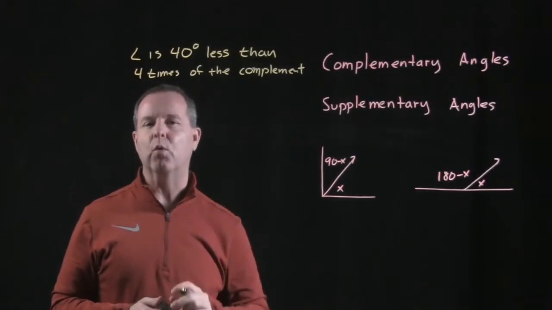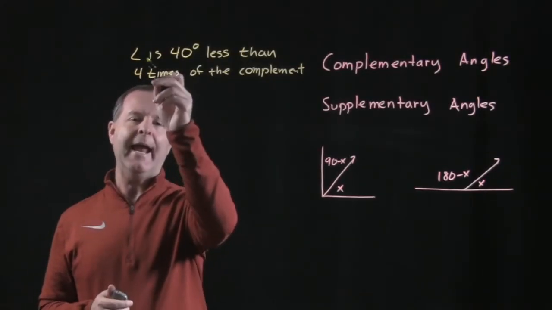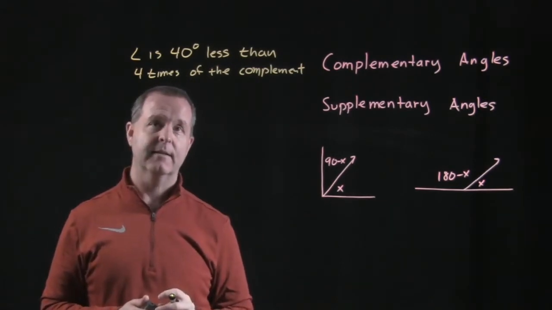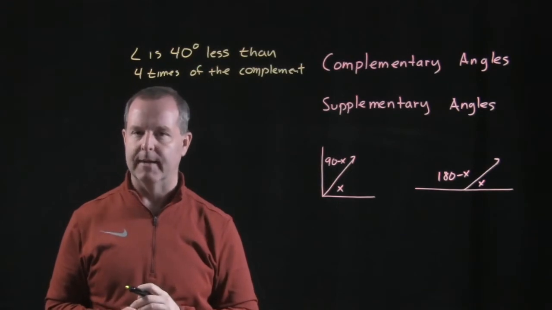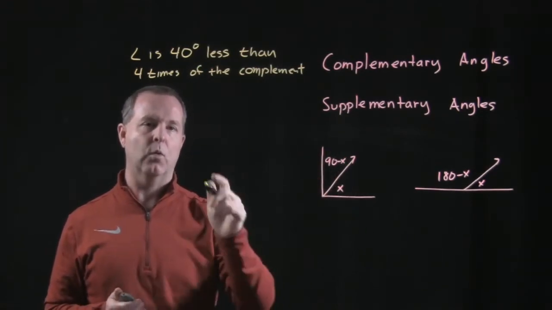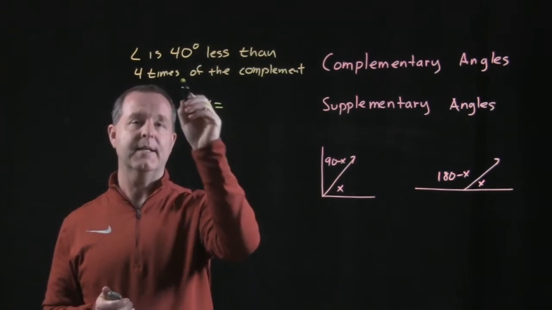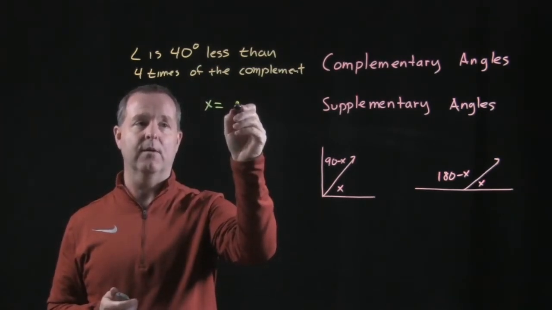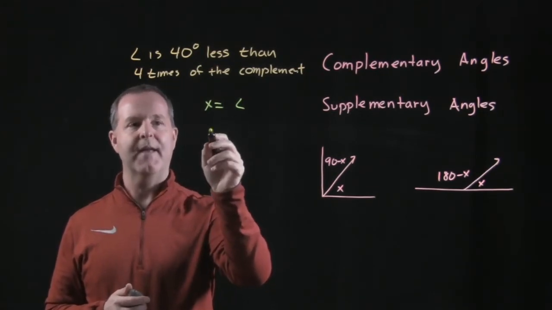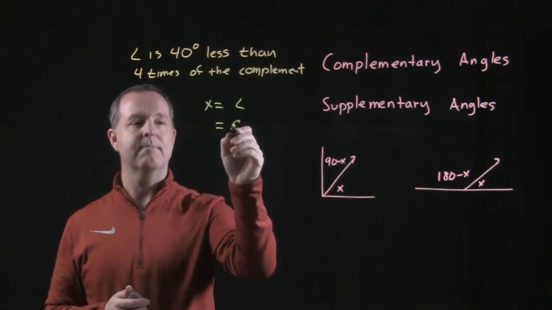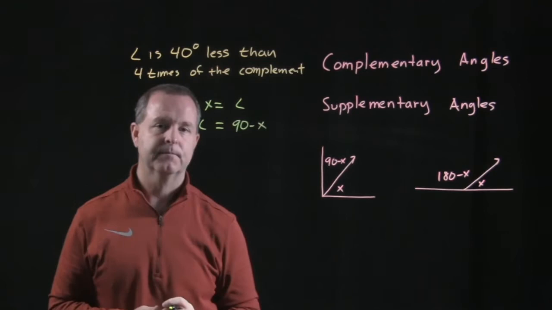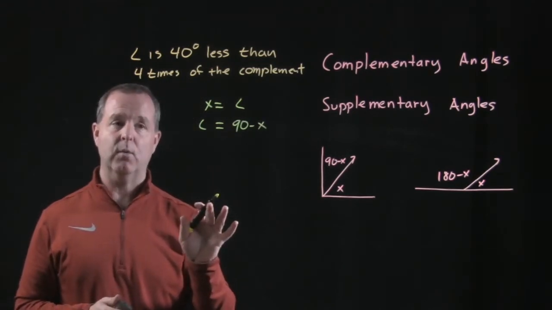So here's my tricky word problem. I have an angle whose measurement is 40 degrees less than that of 4 times its complement. So I need to understand I'm working with complementary angles. So one angle, in this case the angle I don't know, is the measurement of the angle, x. And then this complement, how would I write that? It's going to be 90 minus x. That's the complementary angle.